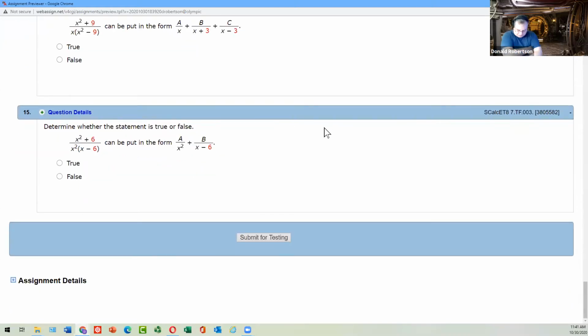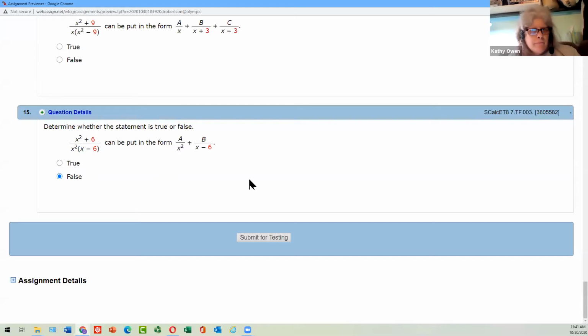15 sneaky, last one. Then we'll talk a little bit about the test. True or false? True. Oh no, not false. What's missing? And it's so easy to miss. The x squared should be under a bx plus 3.